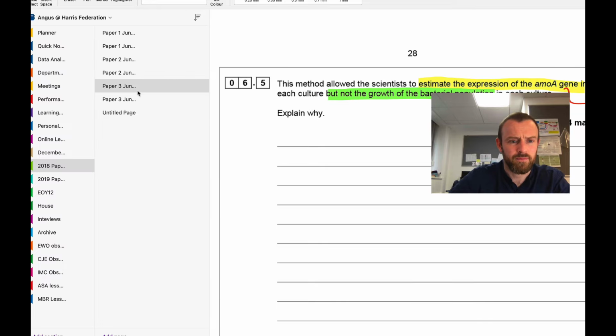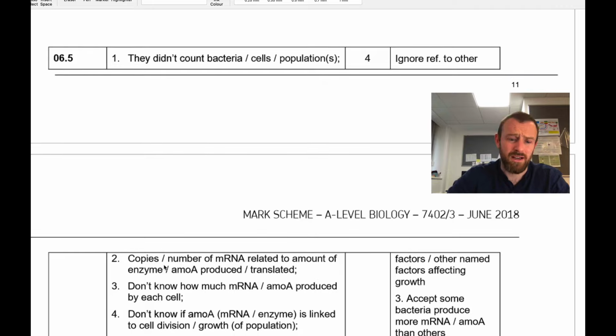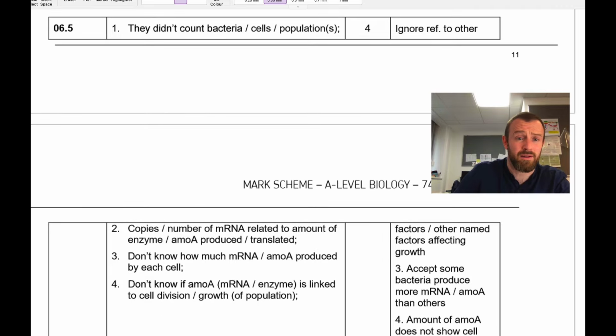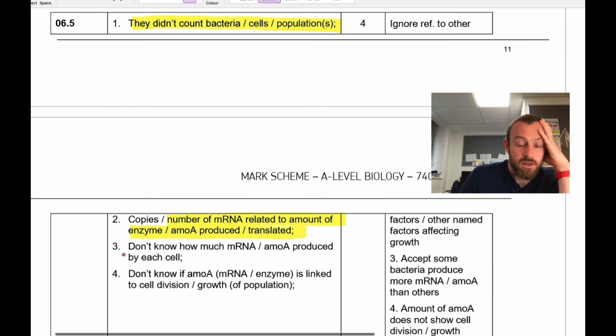I'm stumped. I'm going to look at the mark scheme. Okay, yeah, I mean, that's what I said. I didn't think that was going to be even worth saying, but always say the obvious. It can get you marks. They didn't count the bacteria. Therefore, they didn't know the size of the population. And the number of mRNA should be related to the amount of the protein translated. This is some good points here. I was thinking this, I just didn't know if it was going to come up.